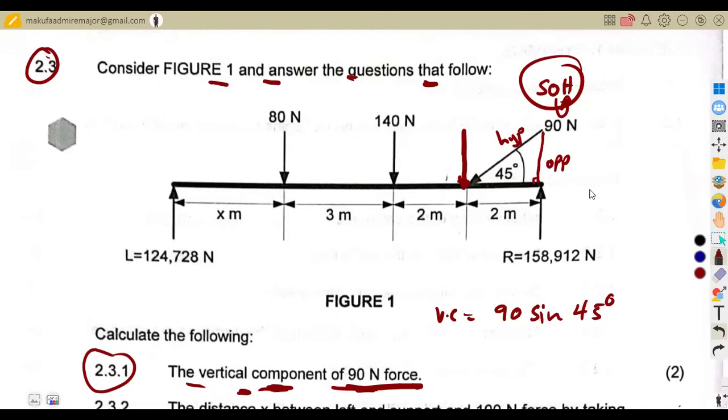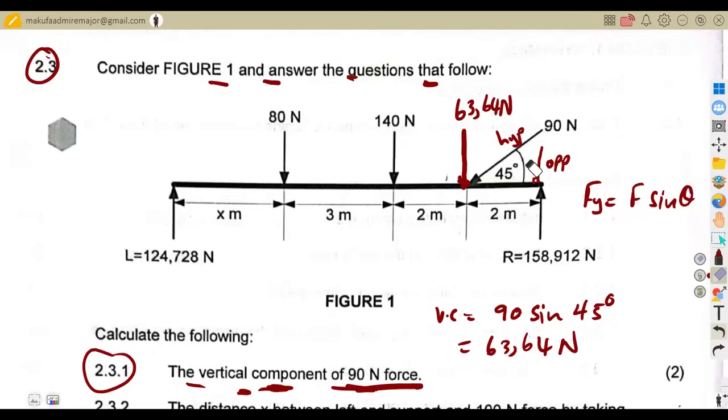All vertical components, all right? F of y is equal to what we are given times the sine of theta. So 90 sine of 45 degrees gives us what we refer to as the vertical component in this case, and that is going to be 63.6396. If you round off, it's going to be 63.64, which is just 63.64 Newton. All right, so that was our question there.